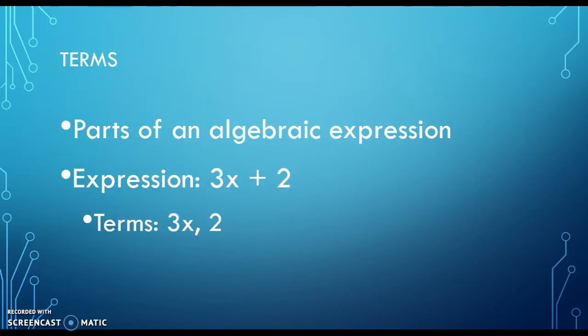A term is any part of the algebraic expression. So when there's a part of an algebraic expression, or a term, it is separated by an operation. So this is a term, and this is a term, and the operation that's separating them is addition. So when we write our terms, we're going to write it like this, 3x, comma, 2, because those are our two terms that we have.